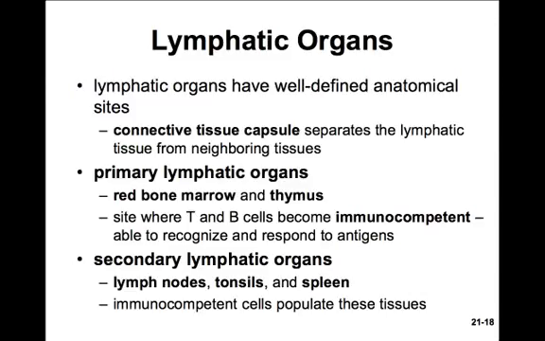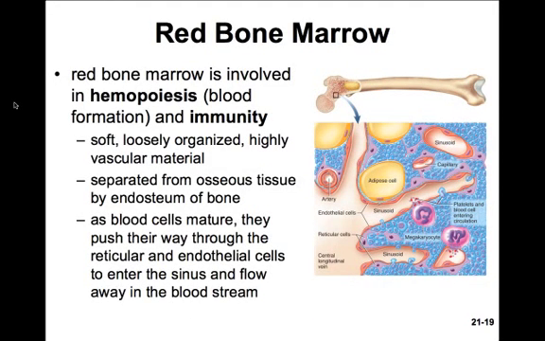Antigens are the invaders. The secondary lymphatic organs are then populated by the T and B lymphocytes that have matured in either the bone or the thymus. These organs are the lymph nodes, tonsils, and the spleen. Let's first look at red bone marrow.